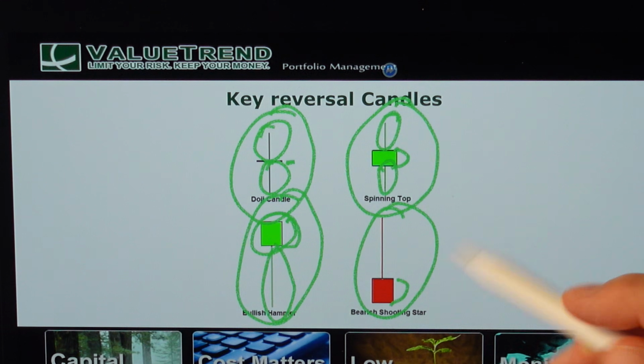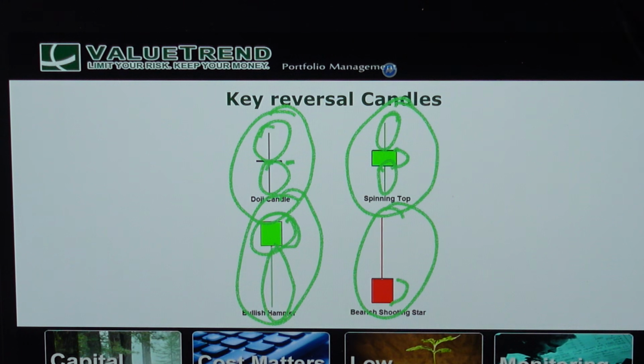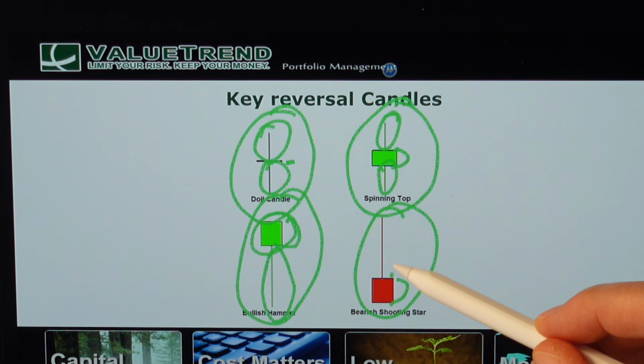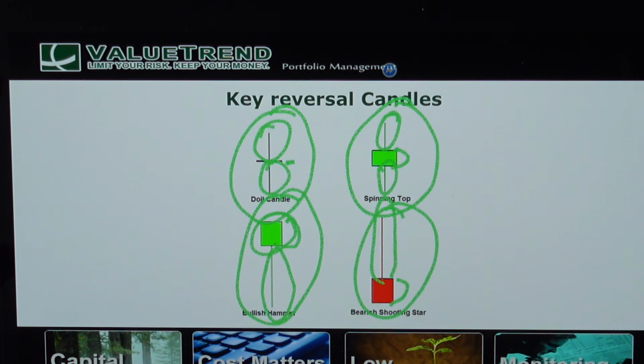The reverse is true for an inverted hammer or bear shooting star. What that means is the market moved up quite a bit during the day, but at the end of the day, it still decided it wanted to be at the lower end of the range. This is an indication that the following activity over the next few days is going to be bearish, or in the case of the hammer, it's going to be bullish.